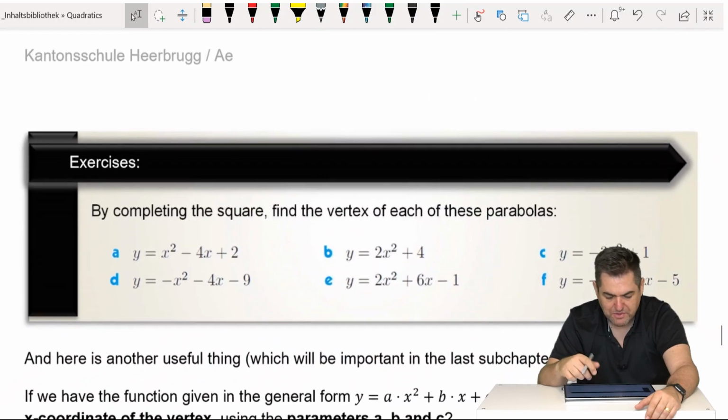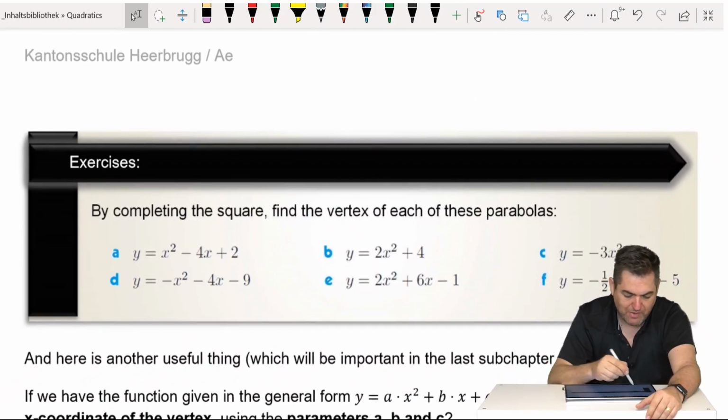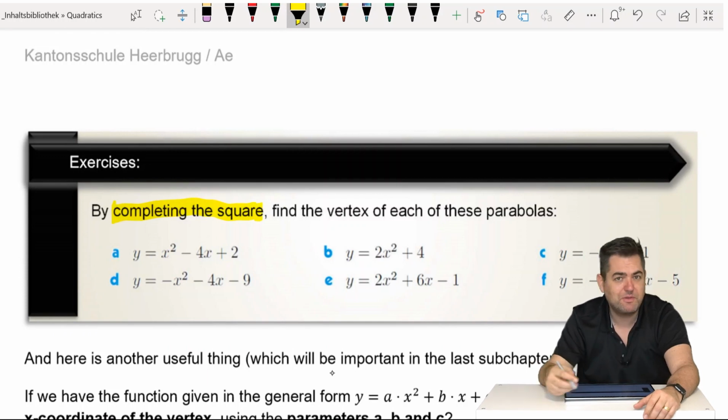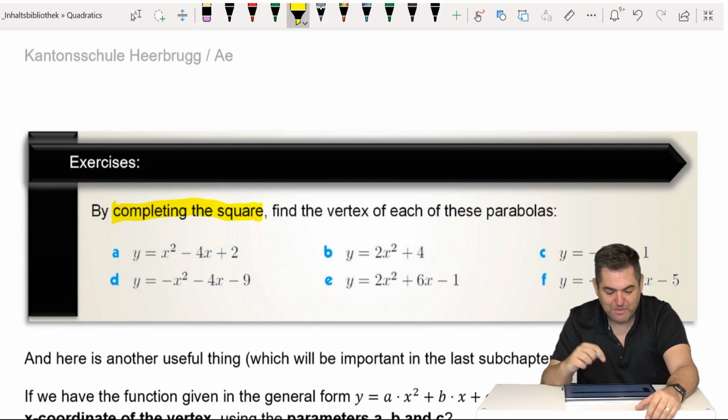And this one you really should do by completing the square. That's important here, okay? Just to practice this a bit more, because in a minute you will see that you can do it much faster, but you really should practice this square.